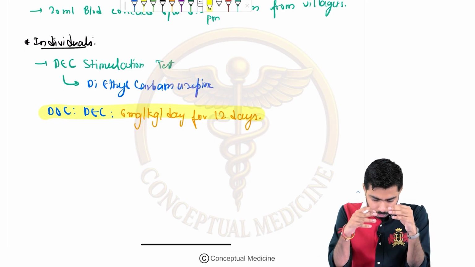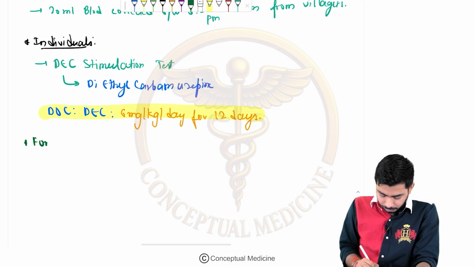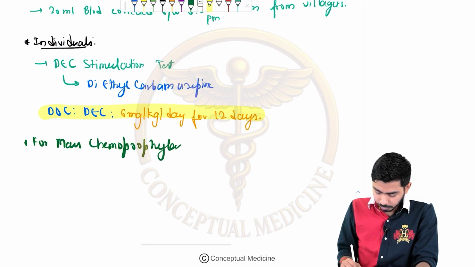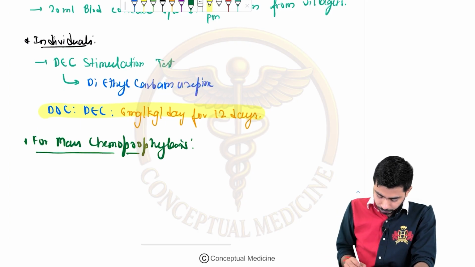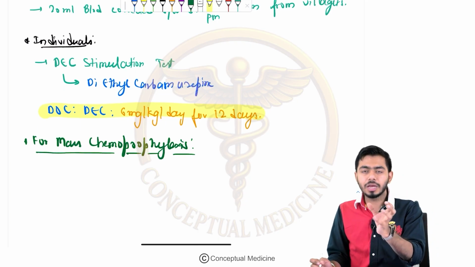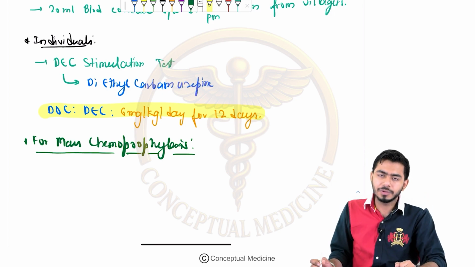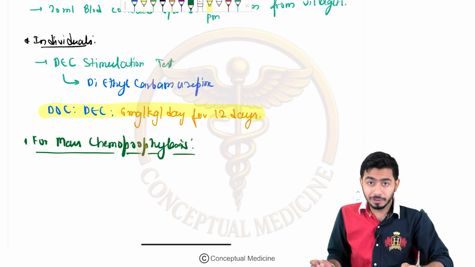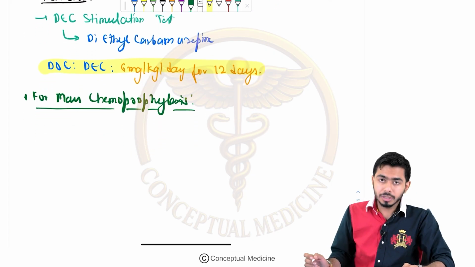For mass chemoprophylaxis, what shall we be doing? We want to do the prevention, the prophylaxis. So if we talk about a village with a high prevalence of filariasis, a high prevalence of Wuchereria bancrofti, we know that it is prevailing in the lymphatics, so it shall be causing elephantiasis, mainly in the lower limbs.